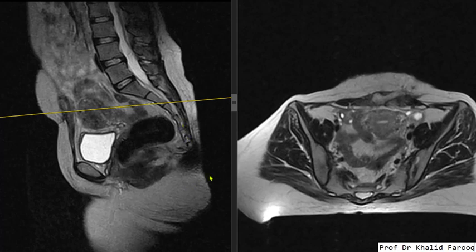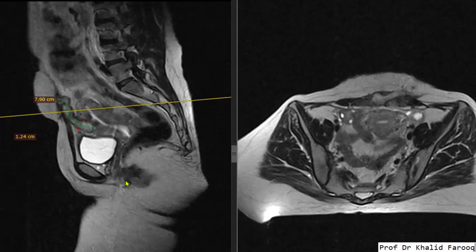So this is a case of post C-section complication named as Uterocutaneous Fistula. Thank you very much.